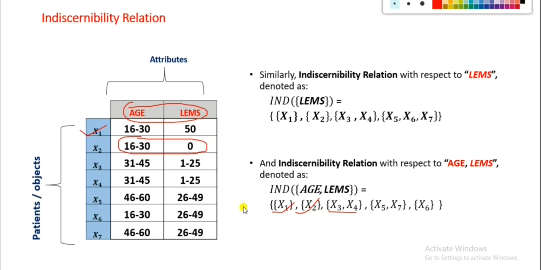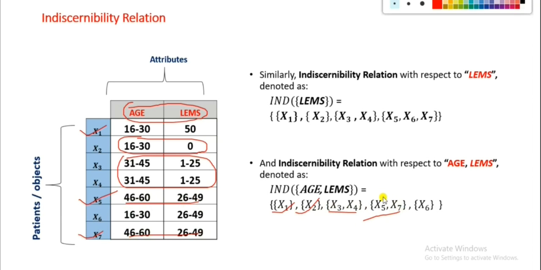X3 and X4 have the same pair of values, 31 to 45 and 1 to 25, and there is no other object with the same pair of values. So X3 and X4 will form another group. And similarly X5 and X7, if you see, they are also having the same pair of values.